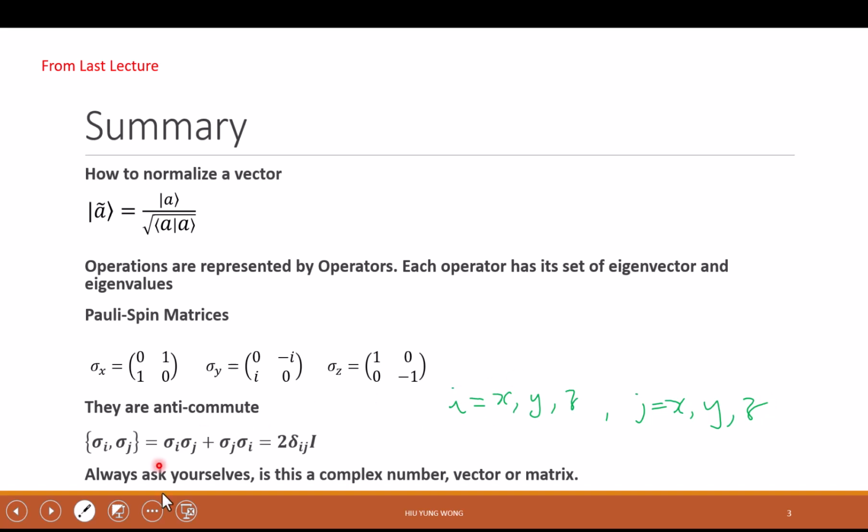So if they are different, for example, if i is not equal to j, for example, you have sigma x and sigma y, then x is not y, right? Just treat x and y as numbers. They are not the same, right? Then it's equal to 2 delta ij. So what is delta ij again? Do you remember? The Kronecker delta. What does it mean? It equals what?